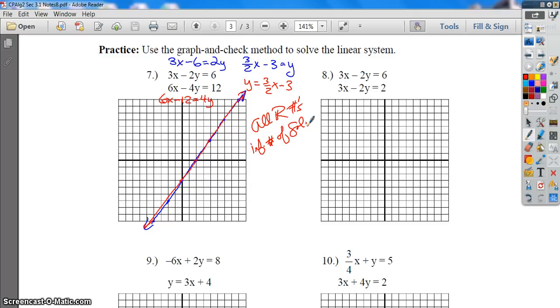Okay, so whatever you put in for x, you can get a y value for every solution because they're the same thing. So that's an infinite number of solutions. Okay, all real numbers will yield a correct answer.